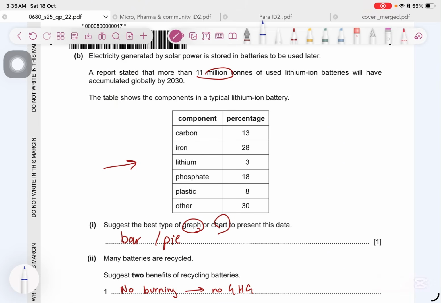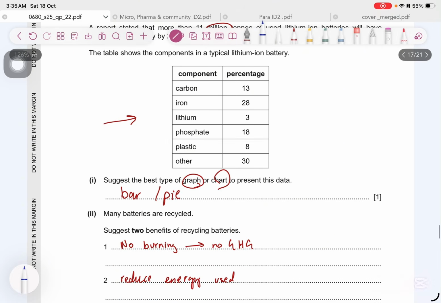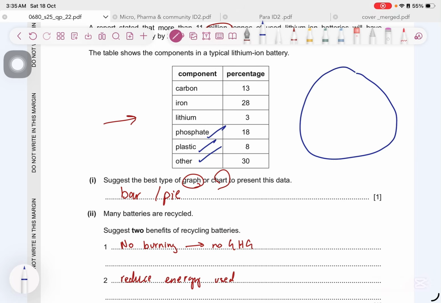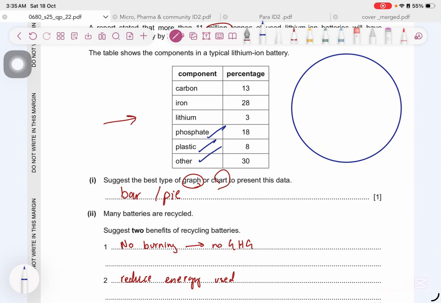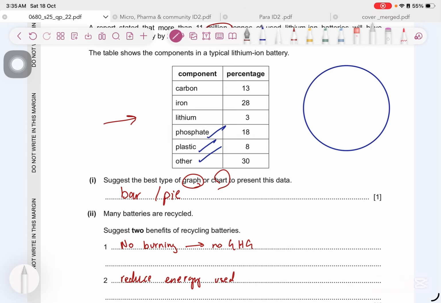The table shows the components in a typical lithium-ion battery. You find carbon, iron, lithium, phosphate, plastic, and other. Suggest the best type of graph or chart to represent this data. I would definitely go for a pie chart, honestly. Okay? And since we mentioned pie chart, why not revise it?